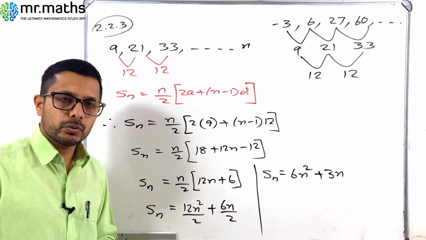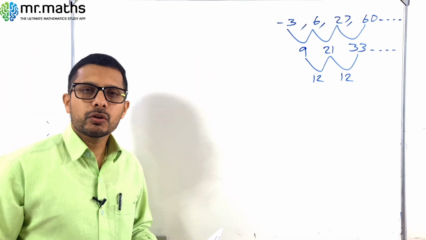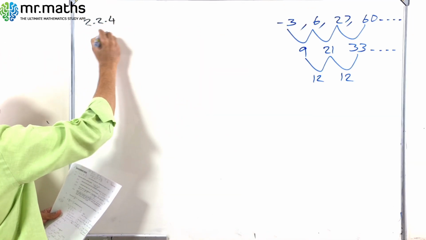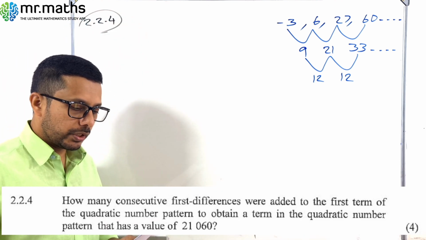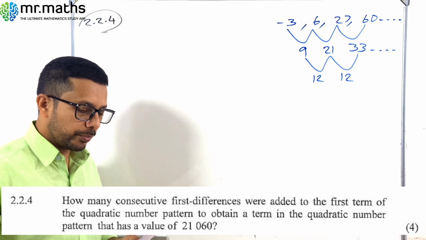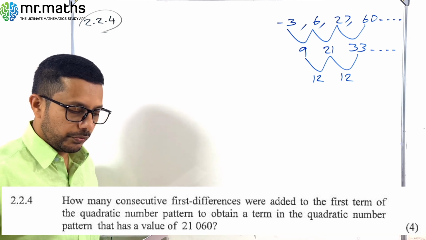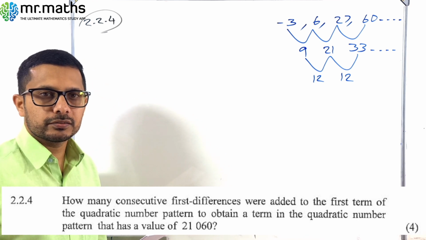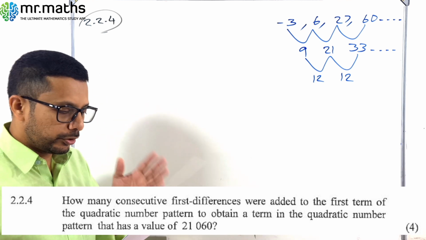Now let's move to the next question, 2.2.4. Question number 2.2.4. What is that question? How many consecutive first differences were added to the first term of the quadratic number pattern to obtain a term in the quadratic number pattern that has a value of 21,060? What's the meaning of that question? Yeah, it's a complicated English, so you have to cut it into pieces.